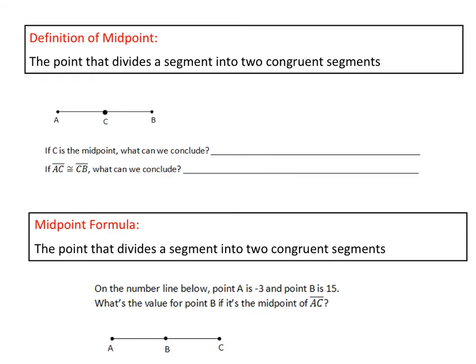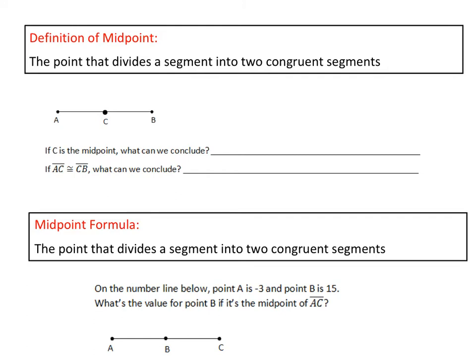All right, we got a couple definitions and formulas to look at here. Definition of midpoint, I think you might have to fill some of this in your notes. It's the point that divides a segment into two congruent segments. So a midpoint is an actual point on a line or on a segment, and it divides the segment into two congruent segments.